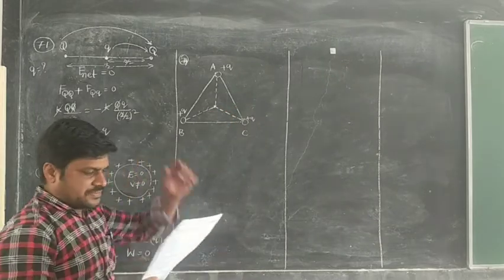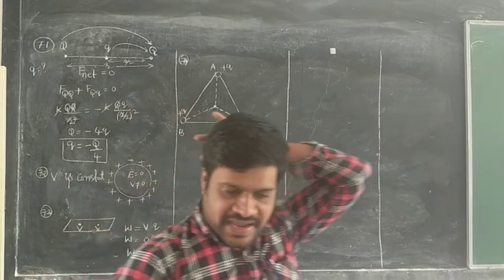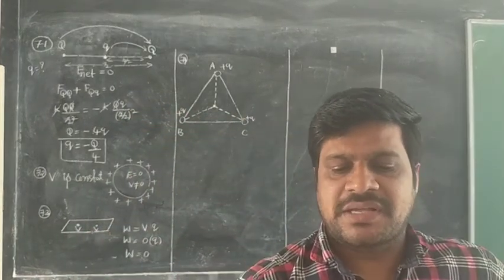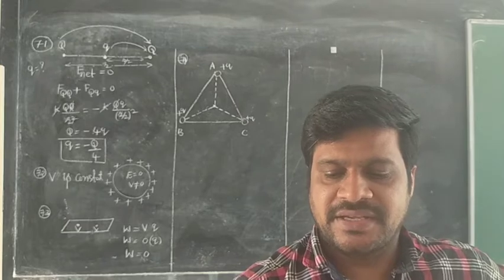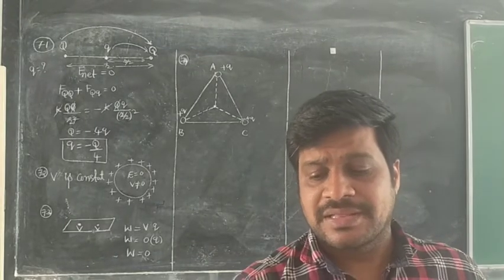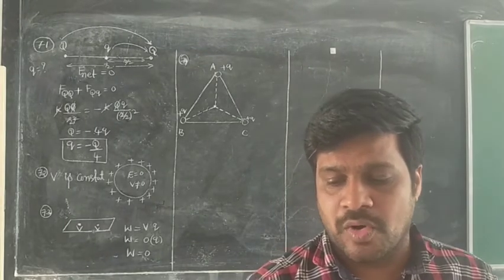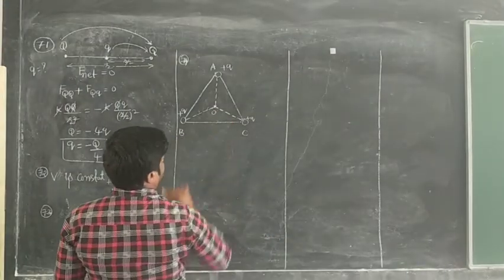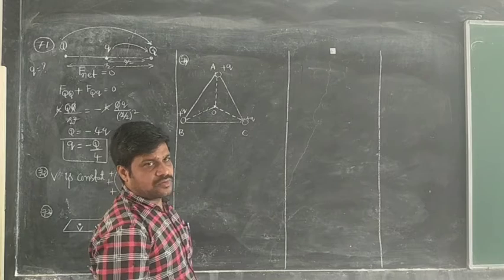Now the question is, ABC is an equilateral triangle. Charges plus Q are placed at each corner. The electric intensity at O will be. Now this is the O point. What is the electric intensity we have to find?